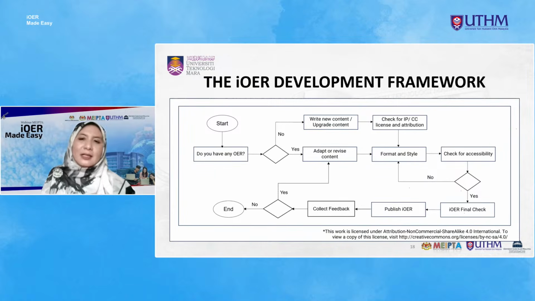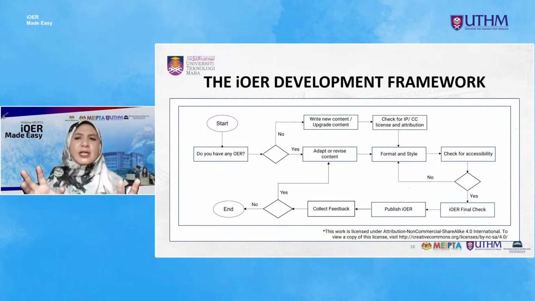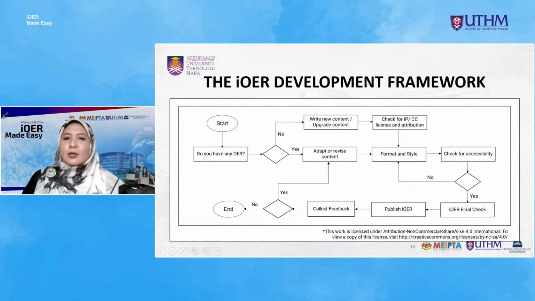Okay, after that, we check for the accessibility. Checking for accessibility means we need to check whether the image has alternate text, and whether it has headings and so on. Not to worry, I will explain accessibility by showing you examples later on. If not, then go back to the format and style.